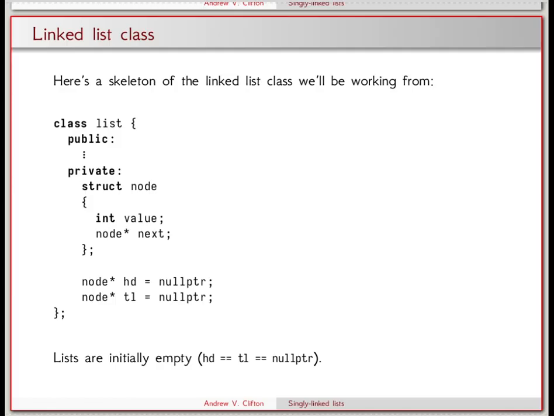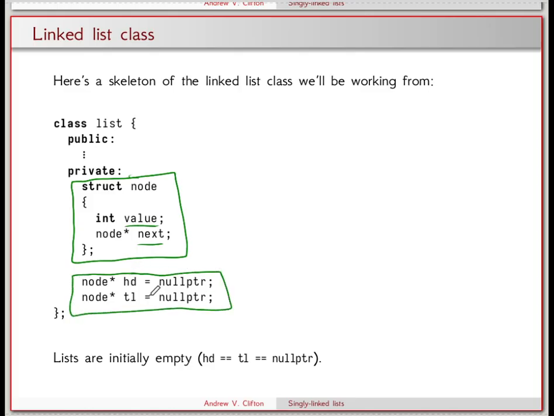So here's a skeleton of what our linked list class is going to look like. In our private data section, our nodes are structs, where each node again has a value and a pointer to the next. And then we store in the class pointers to both the head and the tail of the list. Initially, the list is empty, which we represent as the head and the tail both being null pointers.